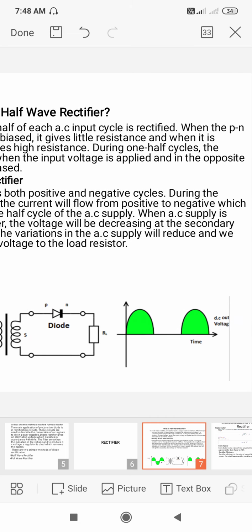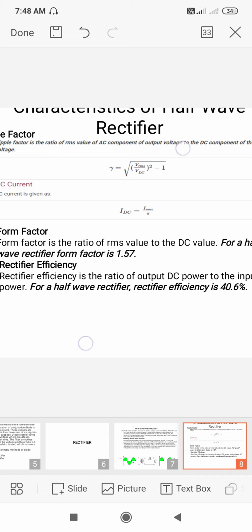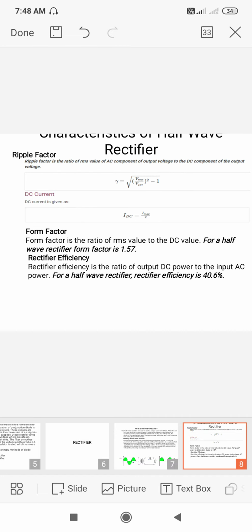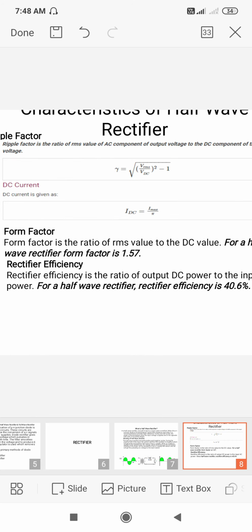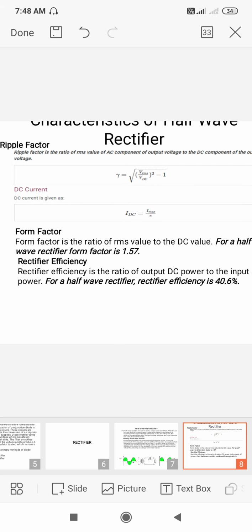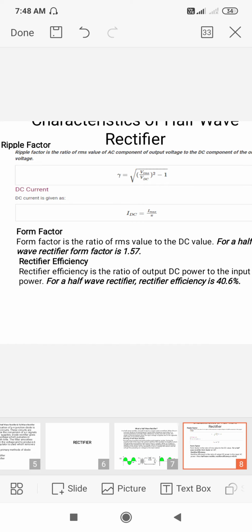Next are the characteristics of the half wave rectifier. There are many characteristics. The first one is the ripple factor. Ripple factor is the ratio of the RMS value of the AC component of the output voltage to the DC component of the output voltage. It is denoted by gamma, equal to the square root of (V RMS divided by V DC) squared minus 1. This is the ripple factor of the half wave rectifier.